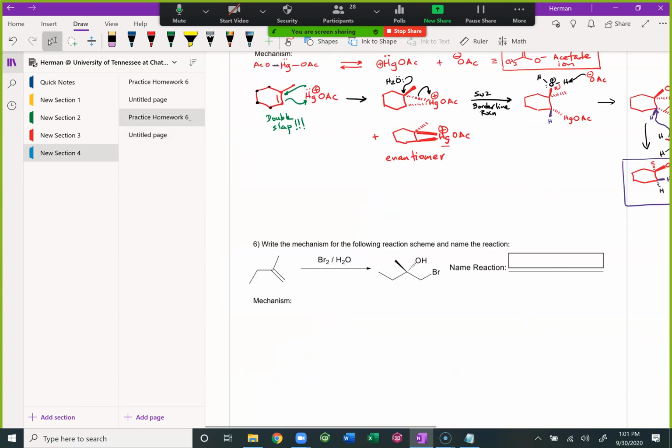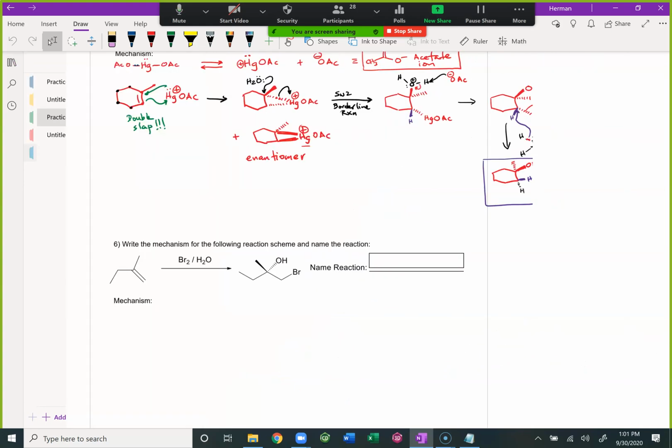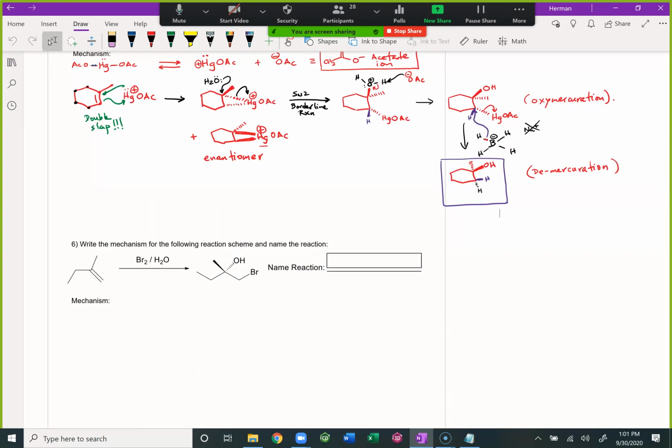Let's go to our worksheet. Okay, so it says here, number 6, write the mechanism for the following reaction scheme and name the reaction. Anybody knows the name of this named reaction?